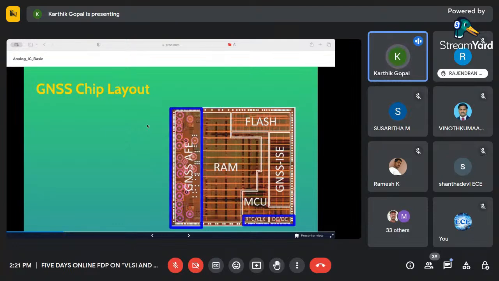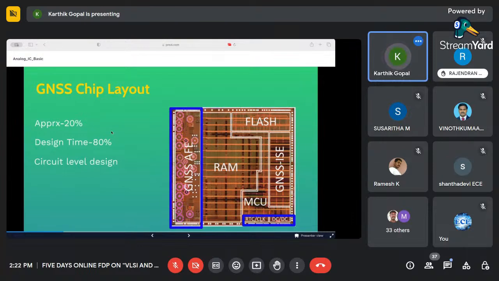In this picture, the blue color highlighted is the analog portion. The rest are all digital. You can see this contributes approximately 20% and the rest contributes 80%, right? But the design time for this analog portion is almost 80%. So these are the challenges. The analog takes that, and each is taken from the circuit level.